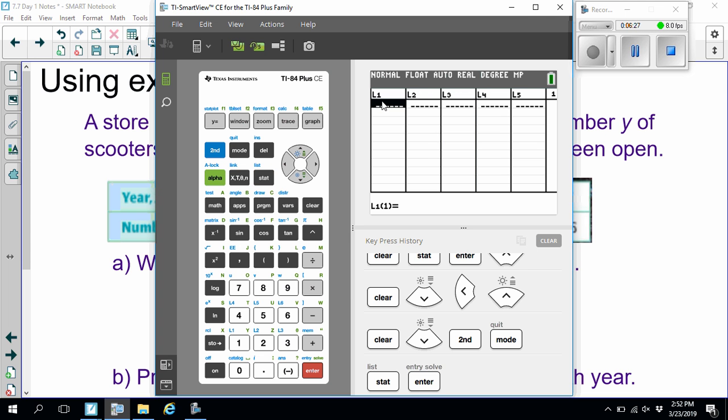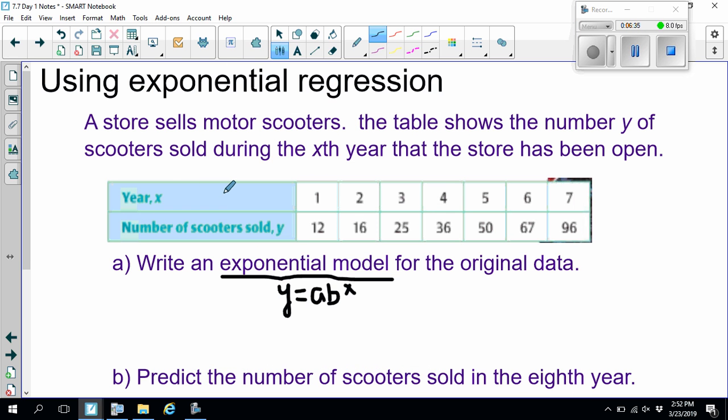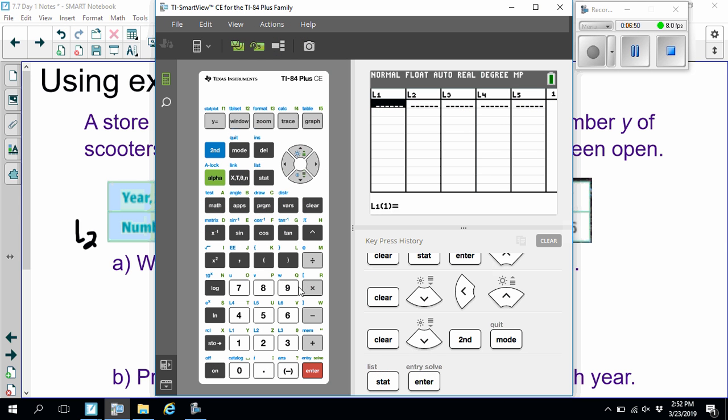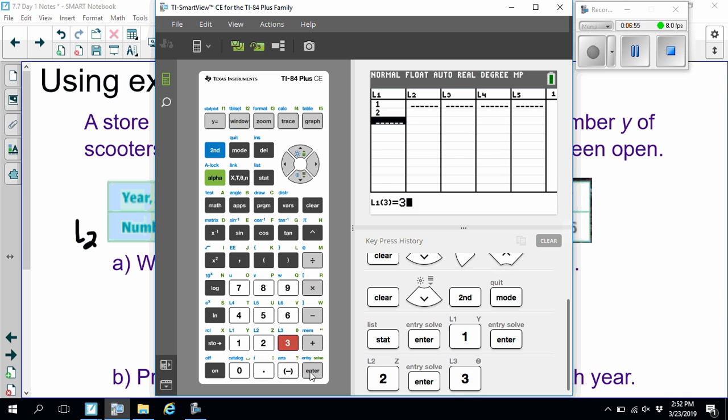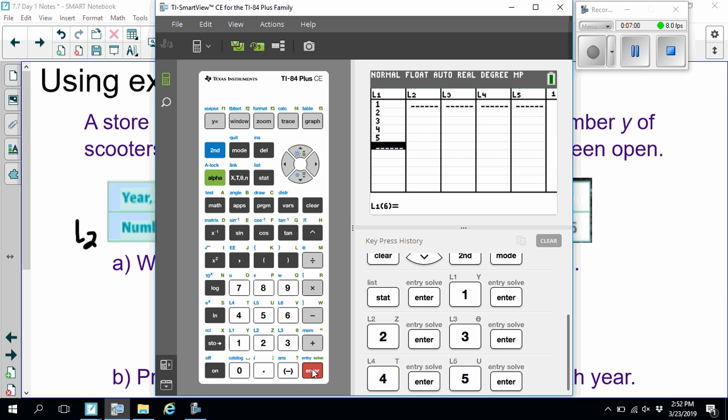Now what you're going to do is plug in numbers into L1 and L2. In order to do that, we need to identify what our L1 and L2 are. So going back to our table, x will always be the L1, while our y value will always be L2. So for L1, we're going to plug in numbers 1 through 7. So you have 1, and then you'll press enter, 2, enter, and so on. Just keep pressing enter after you've done each number. And we go to 7 here.